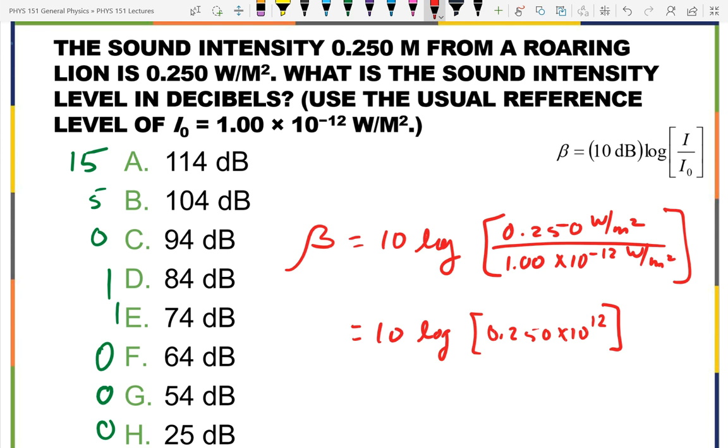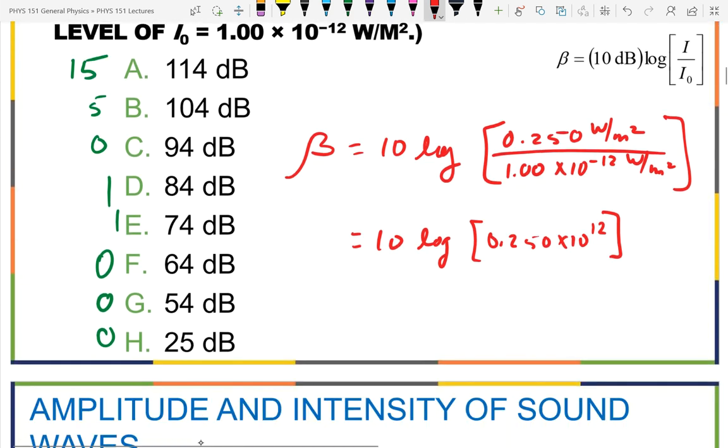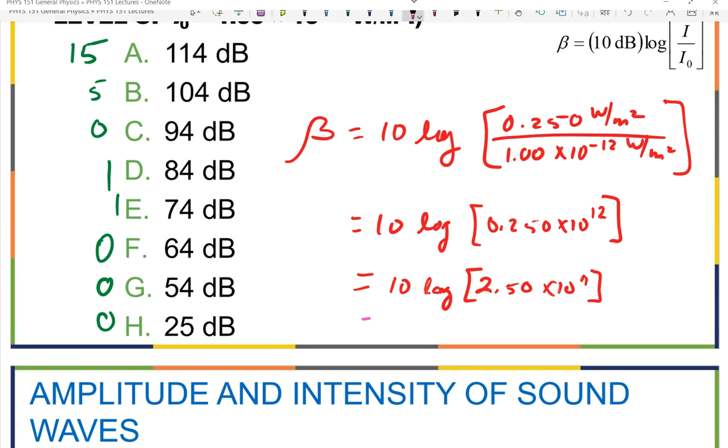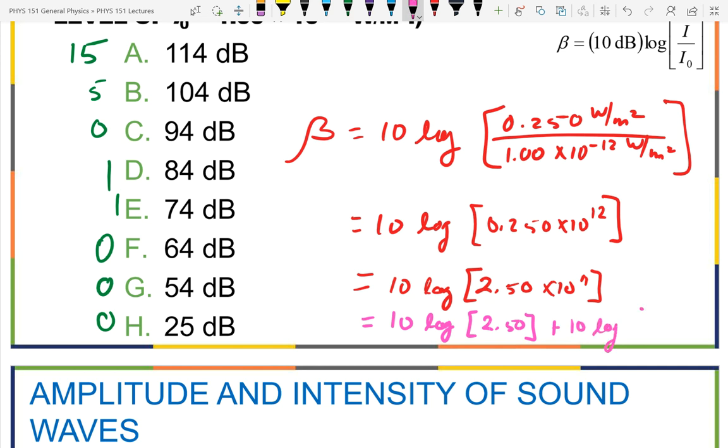Now comes the fun part. Rewrite this number in normal scientific notation. And then use the fact that log of A times B is equal to log of A plus log of B. And you simply separate it into 10 log of 2.50 plus 10 log of 10 to the 11th.